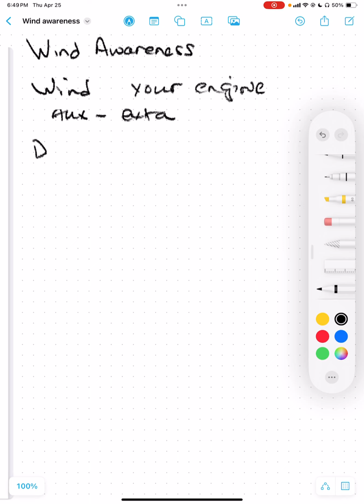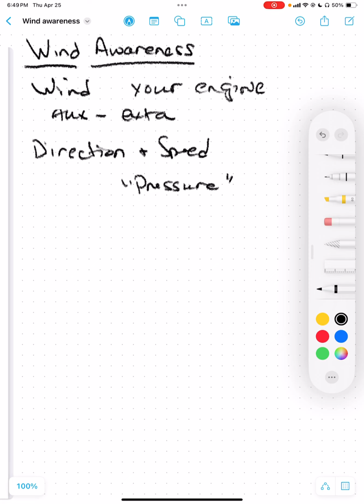And everything you do on a sailboat has to do with the direction and the speed, or sometimes we use the word pressure, of the wind. So you have to know where the wind is coming from and how fast it's coming, or how much pressure there is in it, in order to sail your boat safely and get where you're going.